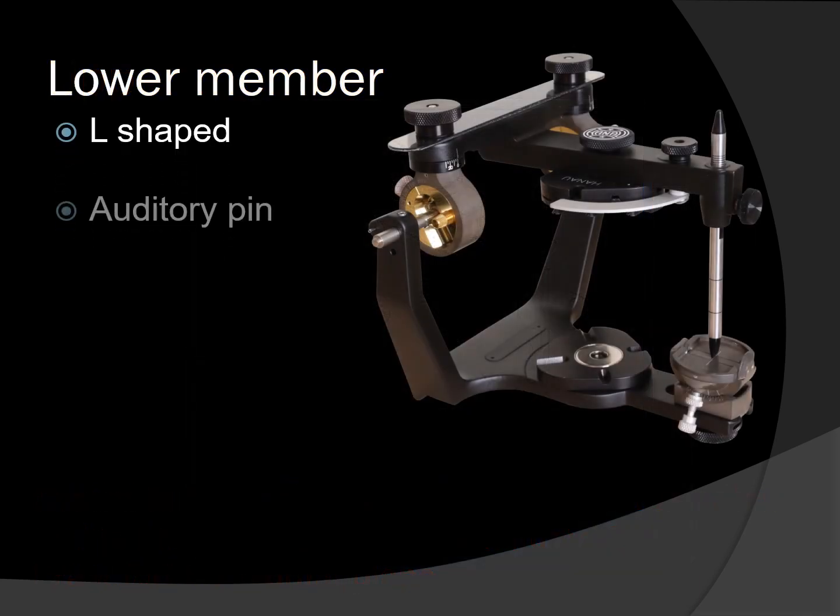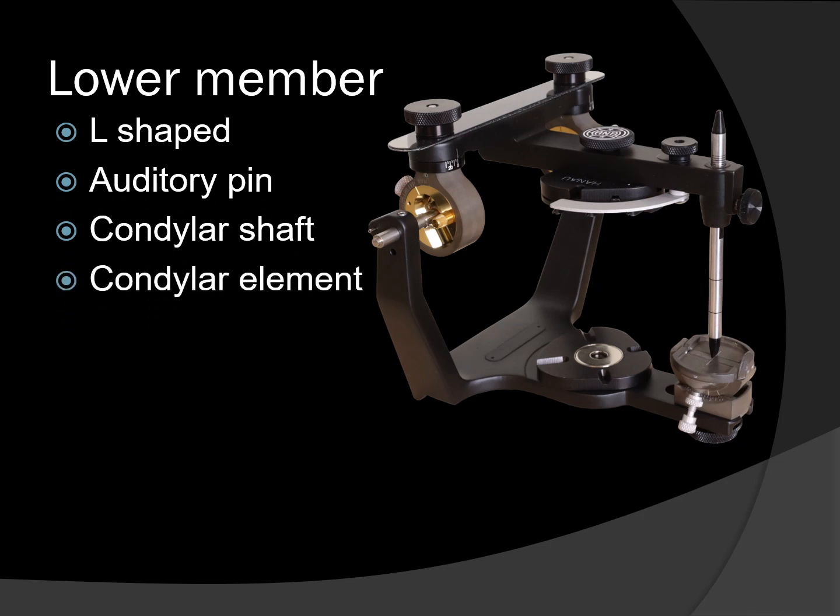It's the lower member of the Hanau. So the lower member is L-shaped with a horizontal as well as a vertical arm. The horizontal arm at the anterior end is the incisal guide table. In the middle there is a dowel for attaching the mounting ring, and you can see that the vertical arm is sloping outwards and giving a good lingual view, and hence it is called the Hanau wide view articulator.